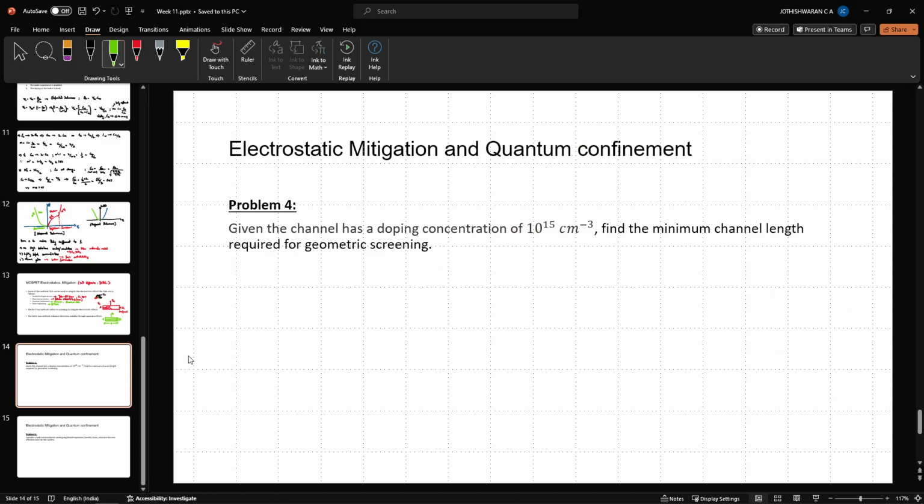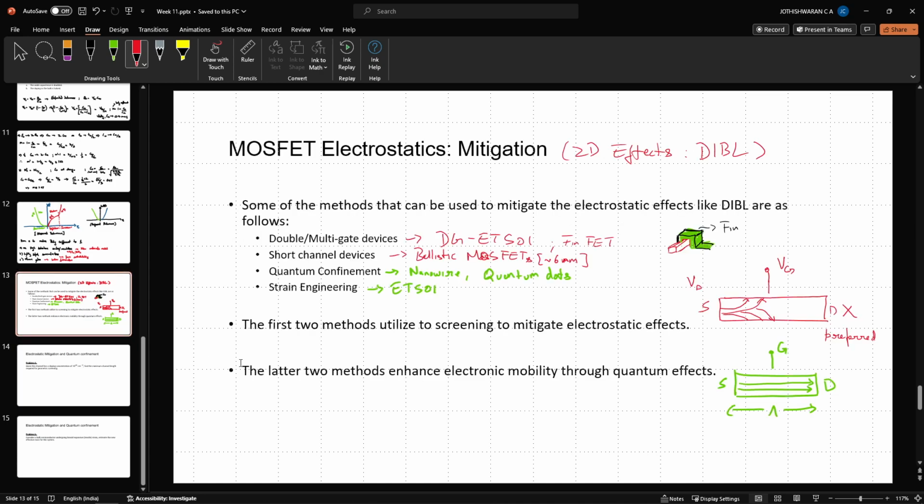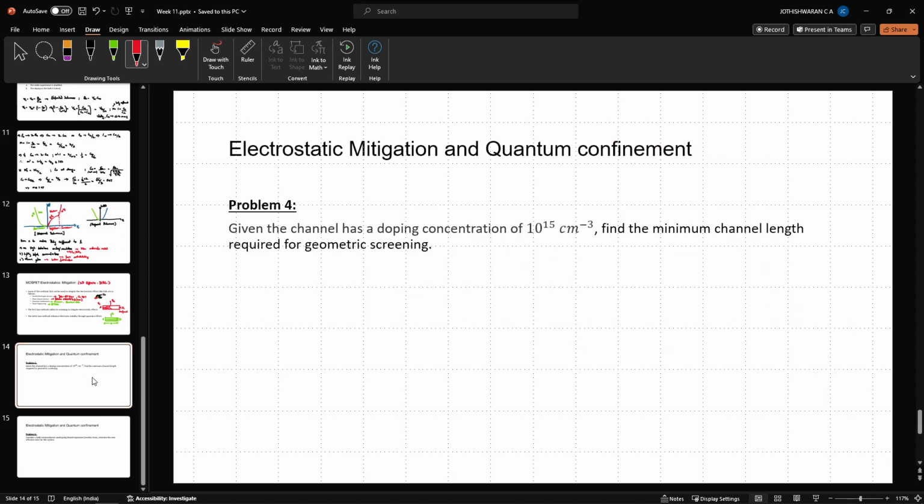Okay, so to finish today's session, we shall look at two numericals, one for the screening effects and the other for the quantum confinement effects. Given that a channel has a doping concentration of 10 to the power 15 per cubic centimeter, find the minimum channel length for achieving geometric screening. For this, we will need the concept of the Debye length. It has been defined in the slide, so I'm just directly taking the expression from that.